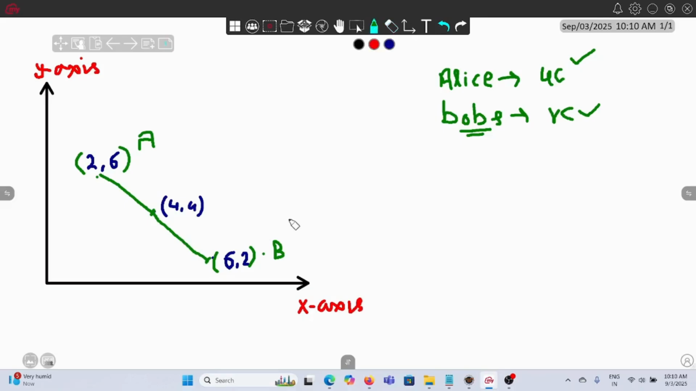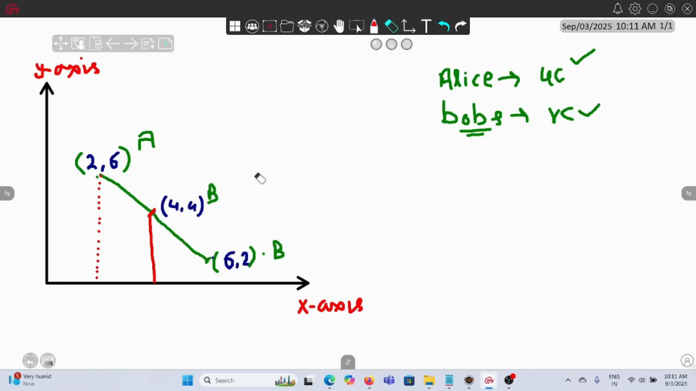Then what to do? What if I place Bob here? In that case, see here, no one is on the line, and no one is below it. If we draw an area like this, no one is below it, and no one is on the line either. So 2 6 and 4 4 is a valid pair, but 2 6 and 6 2 cannot be a pair.